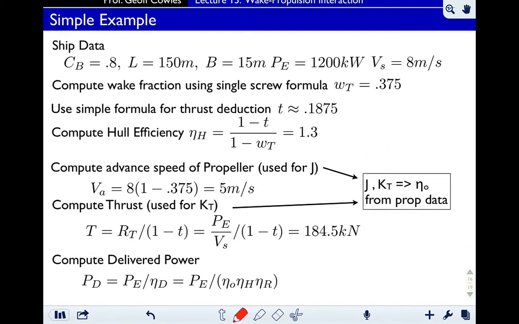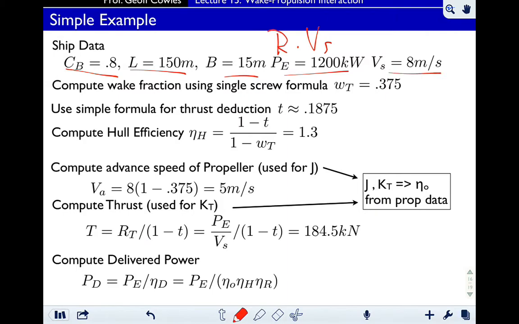So some simple example, we won't get all the way through this, but we're looking at some simple numbers. Here's a boat with a given block coefficient, length, beam, effective horsepower, that's been calculated with your bare hull calculations, where you're computing the resistance R and multiplying by the ship speed, and that's your effective horsepower. You've done that in a couple of problems now.